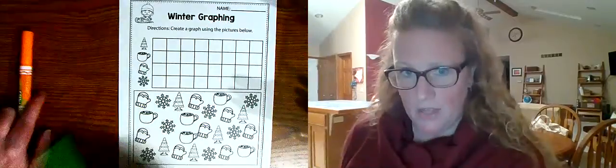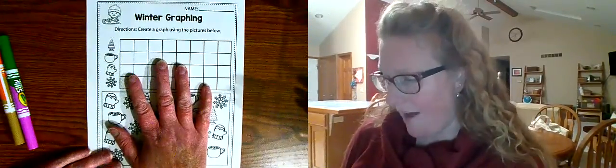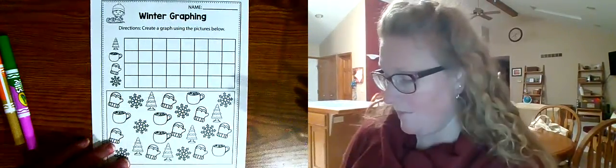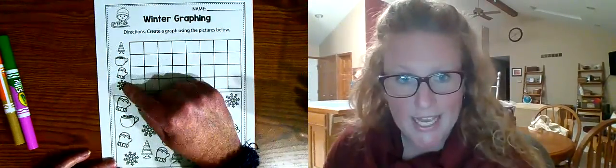So here we go. This is what we're going to do. Our graph is called winter graphing. That's the title of our graph. See the title at the top. It's called that because all these things are pictures about winter. So we have a tree, a mug, a mitten, and a snowflake.